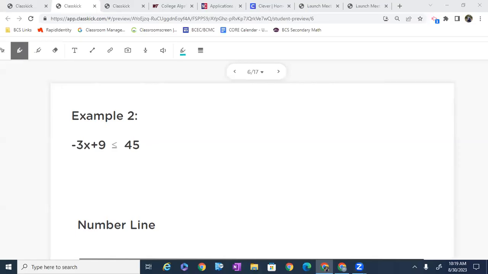Let's go ahead and solve a linear inequality. We're going to get our answer as an inequality, graph the solution set as a number line, and in addition, write it in interval notation. All right, let's get this done.